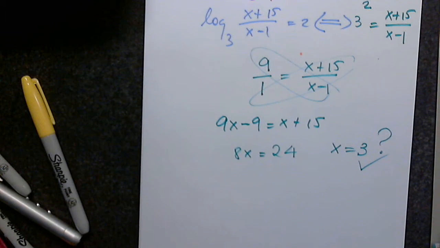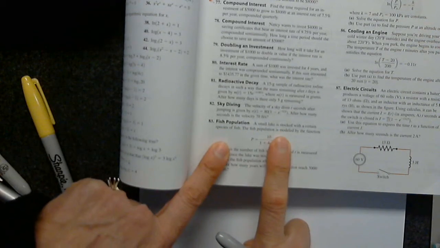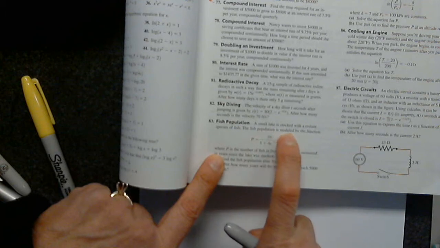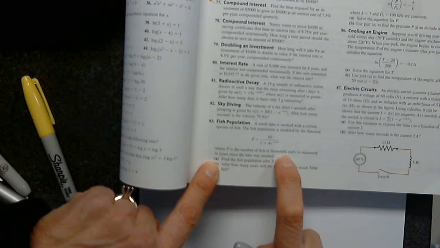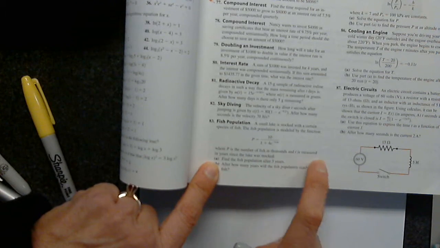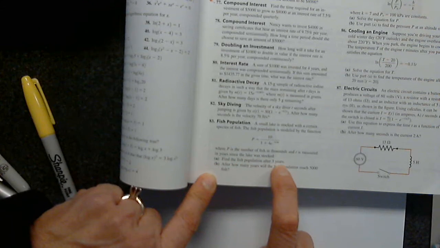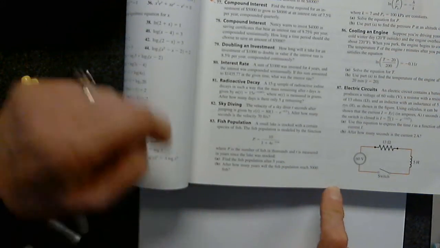Before we look at the last section with the major applications, I'd like to look at this. It caught my eye. The fish population. A small lake is stocked with a certain species of fish. The fish population is modeled by the function, where p is the number of fish in thousands. So here they are telling us thousands. And t is measured in years since the lake was stocked. Okay, find the fish population after 3 years. After how many years will the fish population reach 5,000?